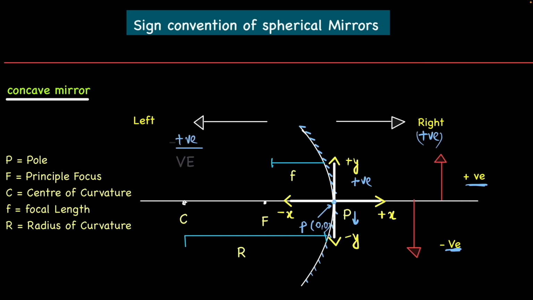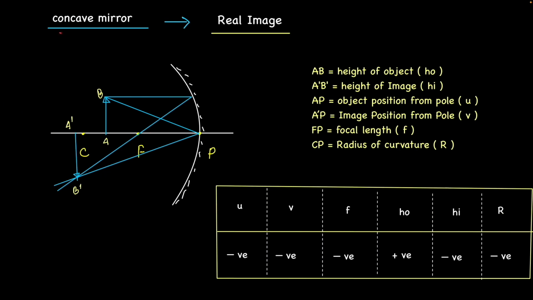Let's understand with example. We know that concave mirror can form real image as well as virtual image. So first we will see how the sign convention is formed due to the real image. So here I take a ray diagram between the center of curvature and the principal focus. So based on that, this is the ray diagram we formed here. The image is formed beyond center of curvature. It is magnified, real and inverted.